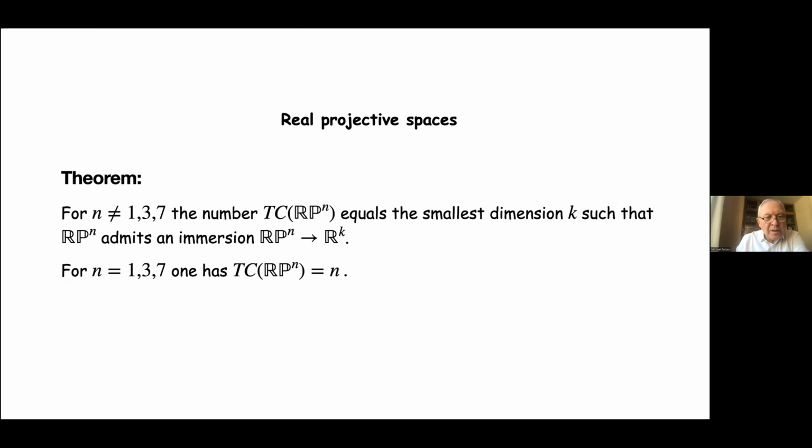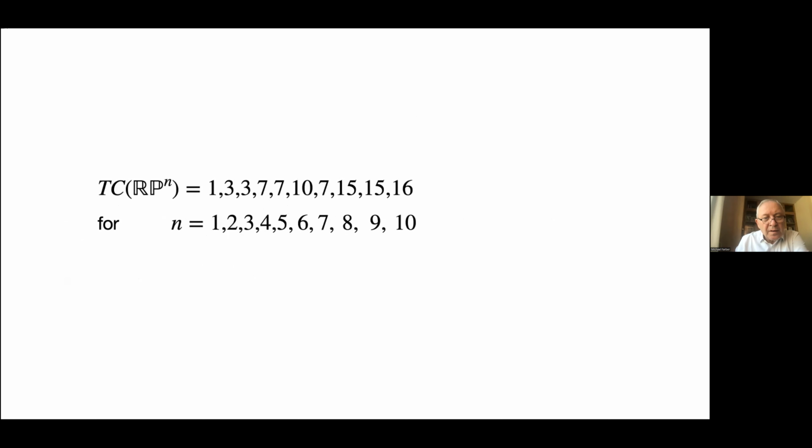So this result shows that TC in general is a complicated invariant because algebraic topology and differential topology accumulated many interesting results about immersions of real projective spaces. And here are some specific numbers, and you will see they are quite irregular. There are certain infinite sequences of dimensions for which the immersion dimension is known. However, there is no general formula for the immersion dimension, and therefore we cannot expect a simple general formula for TC of RP^n.